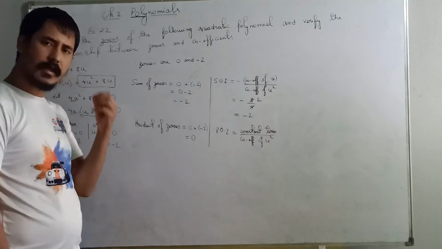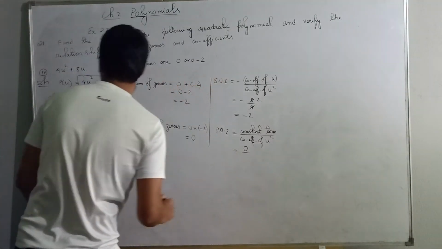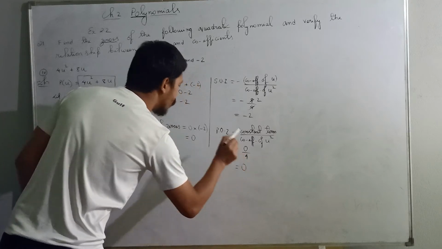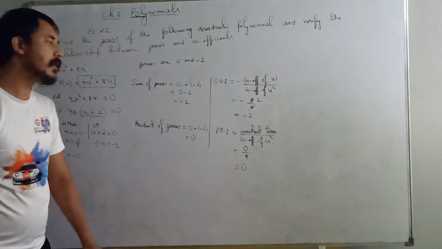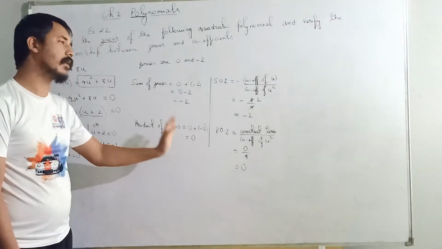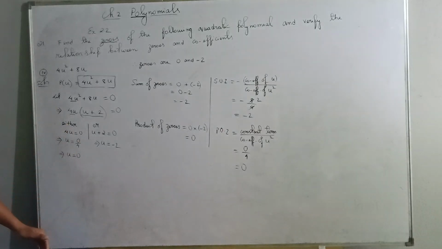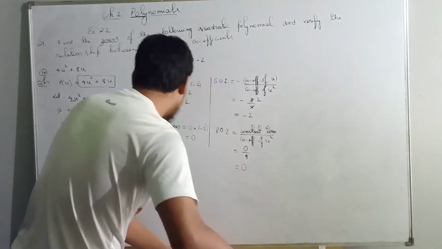Since the constant term is absent, your constant term here will be 0, and the coefficient of u squared is 4, so 0 upon 4. If the numerator is 0, the result is 0. So the product of zeros obtained here and the product of zeros obtained here are equal, hence your solution is verified. Alright? Okay. Let me solve one more question.